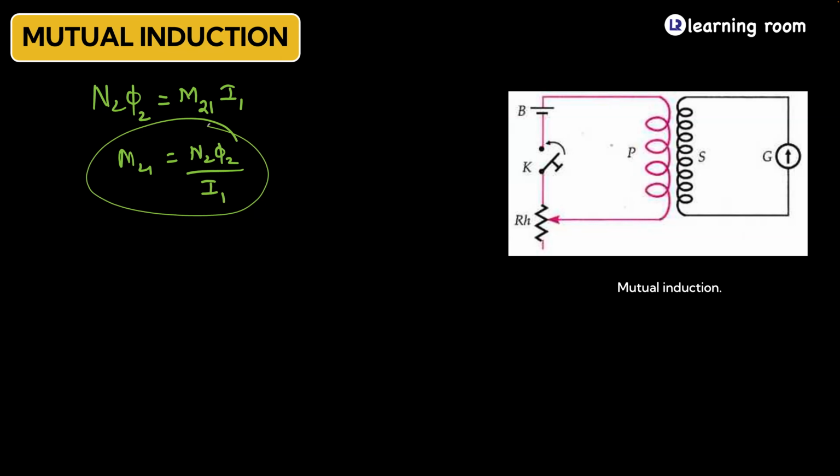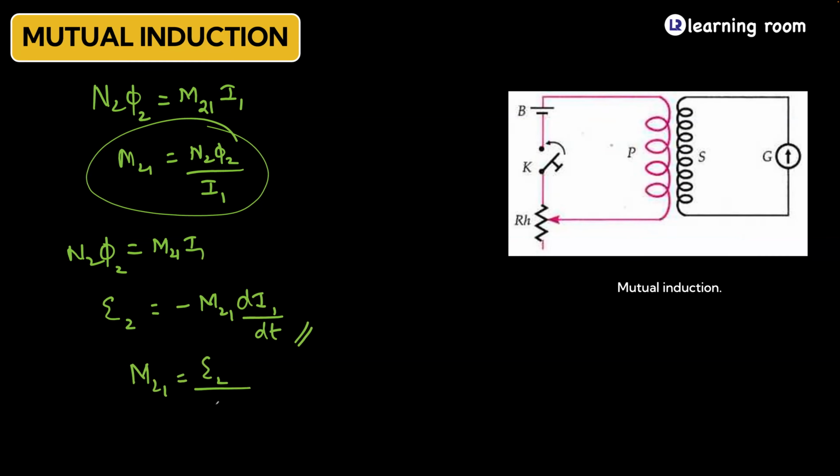And once you know that N2 phi 2 is equal to M21 times I1, differentiating on both the sides, what are you going to get? EMF induced in the second coil is going to be equal to minus M21 into dI1 divided by dt. So M21 is equal to, what can you say? It is E2 divided by dI1 by dt, right? Now the question is, we need to derive.